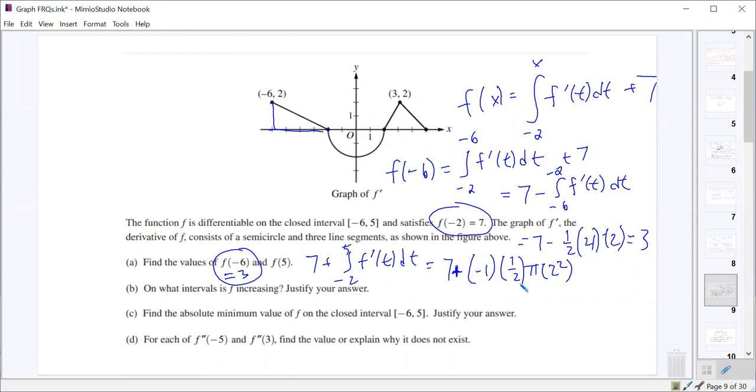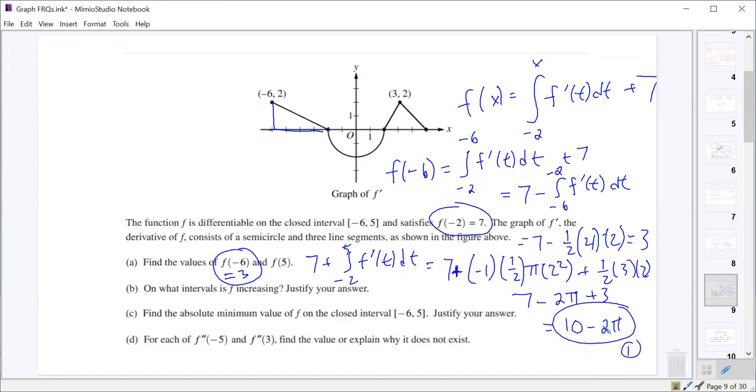And then we need to add to it this other triangle. This other triangle has a base of 3 and a height of 2. 1/2 of 3 times 2. So we got 7 minus 2 pi plus 3. So f of 5 is 10 minus 2 pi.